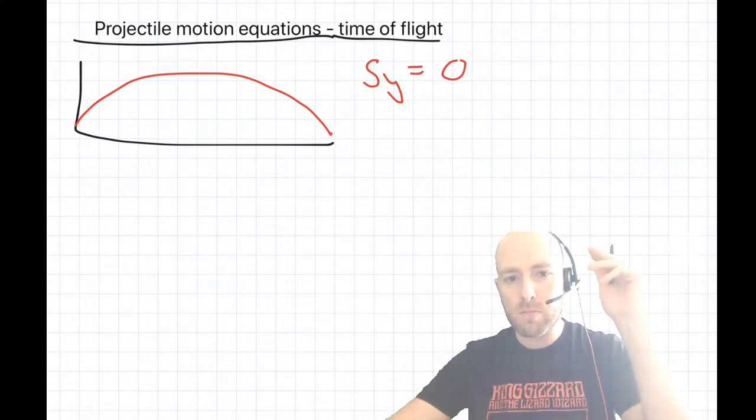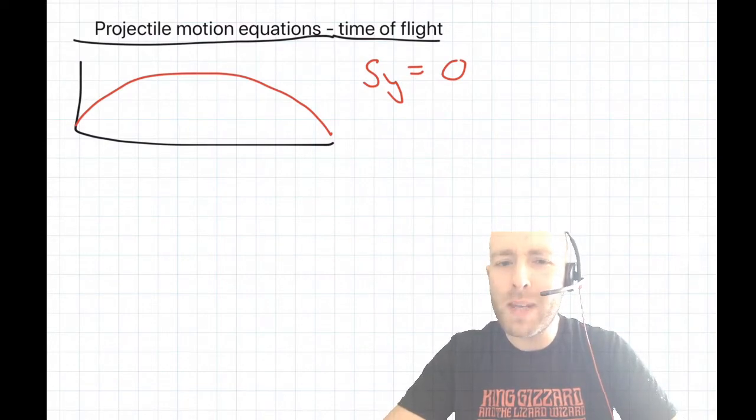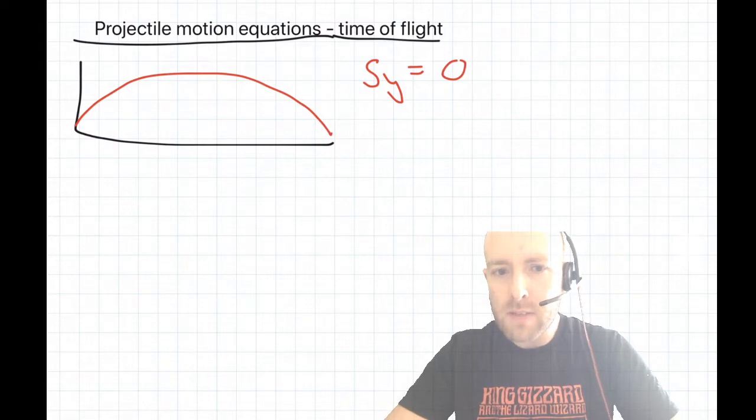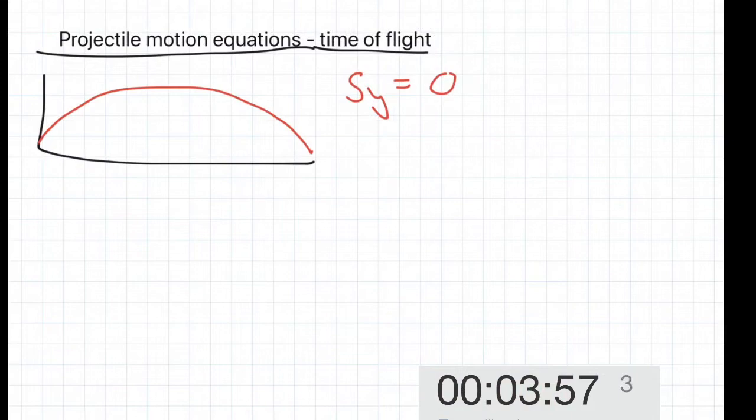I'd rather you just struggle for 5 minutes than cheat. I said 5, I won't. I'll give you 4 minutes to give this a go. So 4 minutes on the timer. Give it a go.